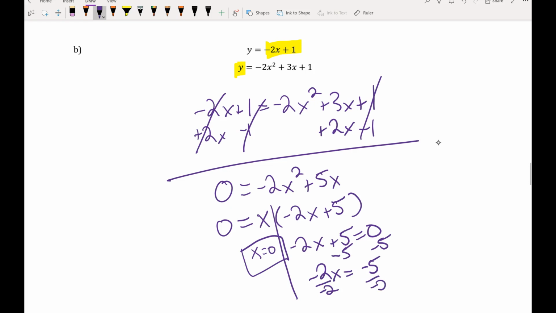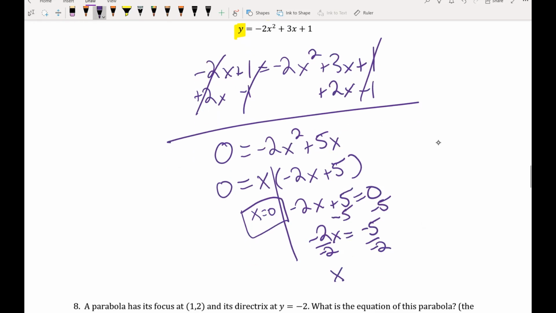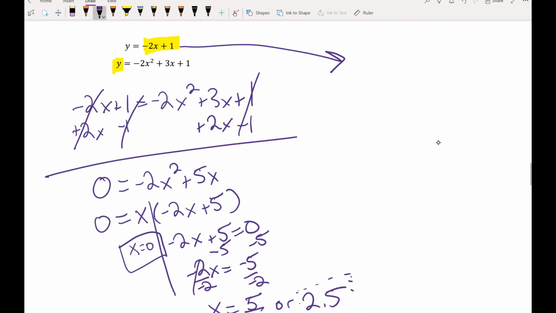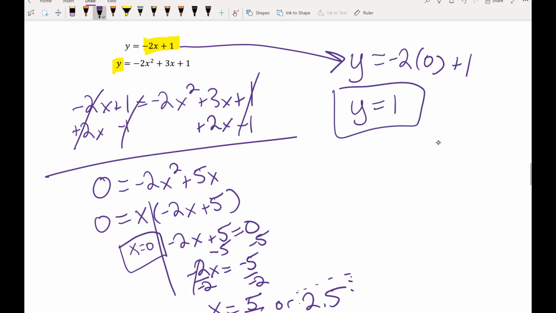Now, even though you're not getting an integer solution here, that's still okay. So negative 5 divided by negative 2 is going to be a positive 5 over 2, or 2.5. I'm going to leave it as 2.5, just because when I plug it back in, I think that might be easier to deal with. So, again, I'm going to pick whatever equation's easiest to work with. So y equals negative 2 times 0 plus 1. So y equals 1 is one of my y value solutions.